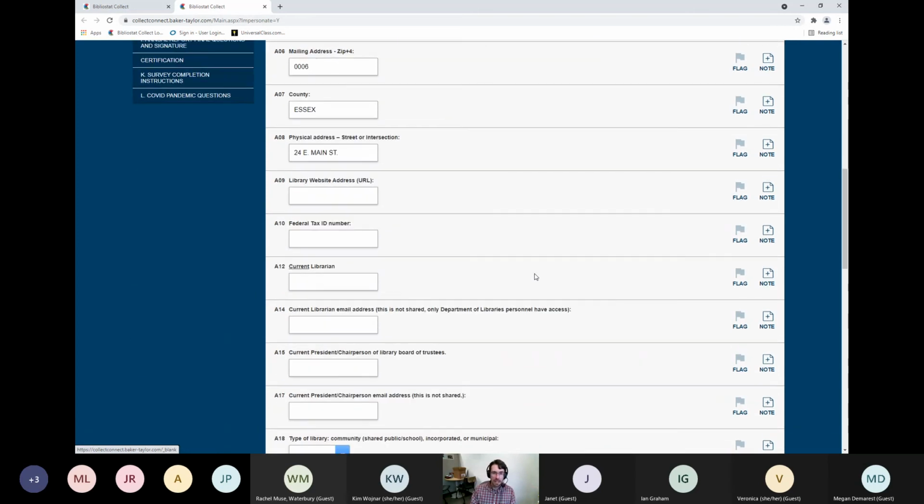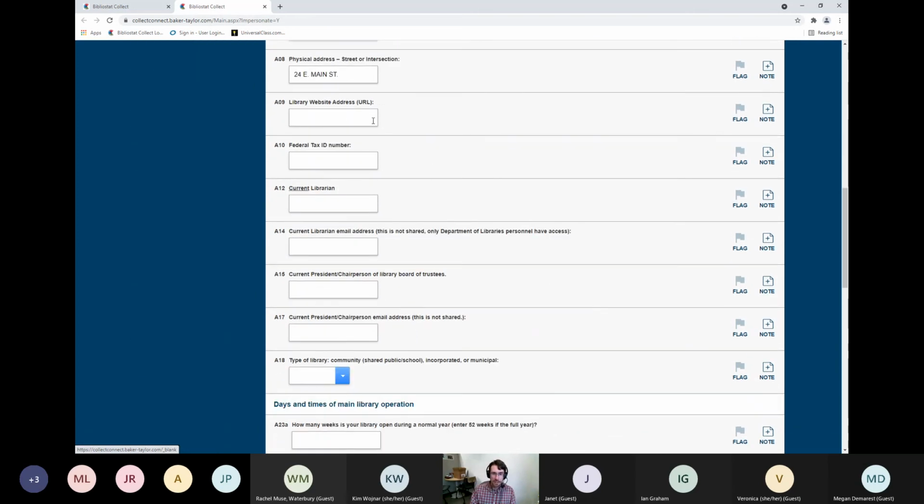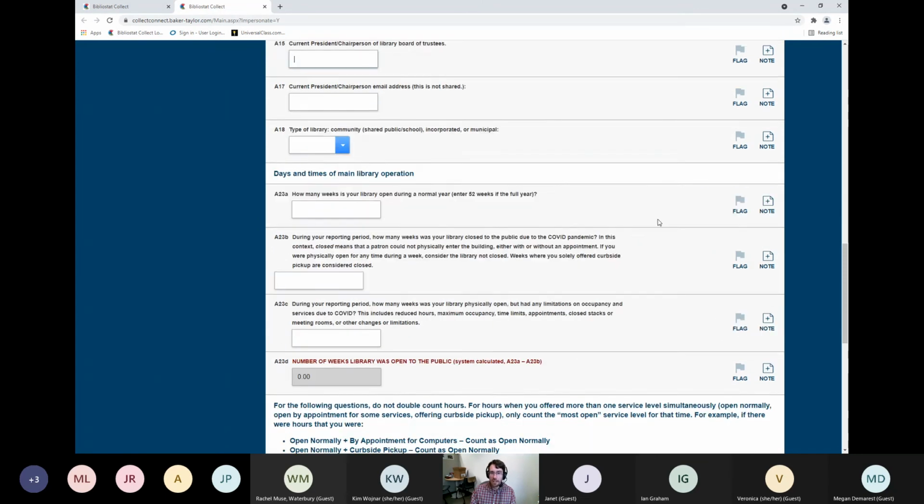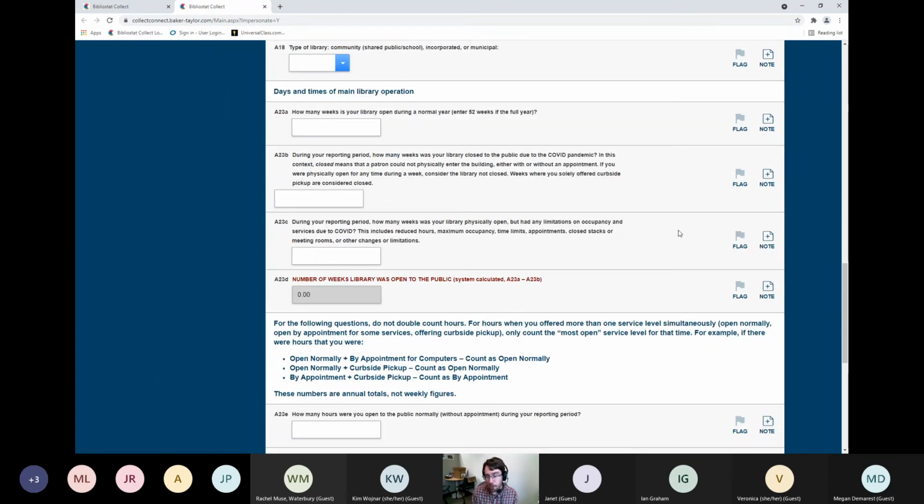So we'll hop ahead. There's a bunch of general contact information. This is who's the librarian as of today, who is the president of the Board of Trustees as of today. Then we get into dates and times that you were open. Up until 2 years ago, this was really straightforward, but COVID made this much more complicated.